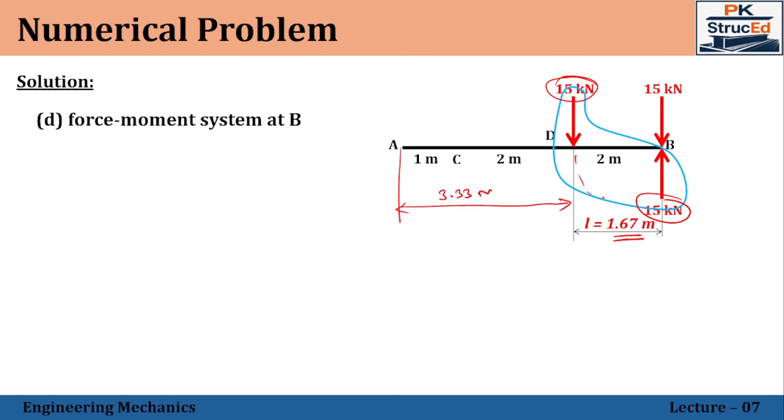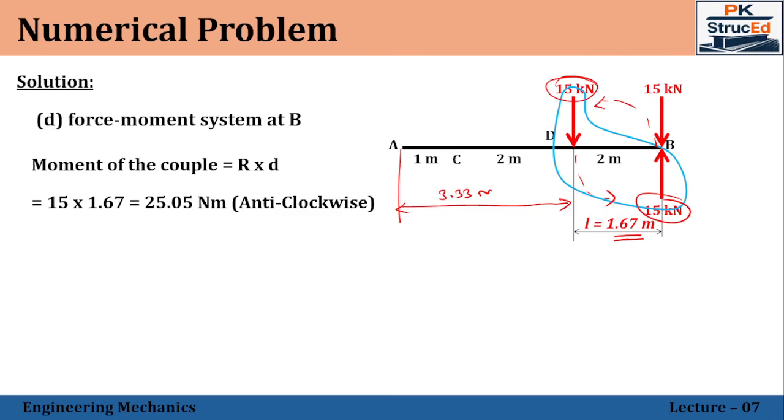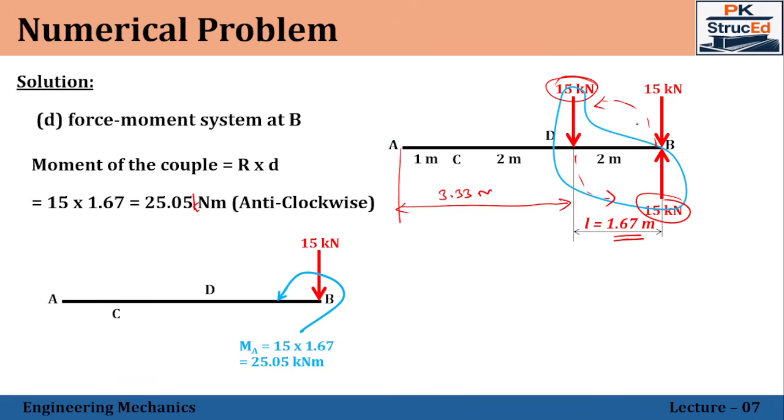Now in this case, this will constitute an anti-clockwise couple. It tends to rotate in the anti-clockwise direction. So the moment of the couple will be R into D, that is R into L, which is 15 into 1.67, which comes as 25.05 again kilonewton meter in the anti-clockwise direction. So representing in the figure, you'll be getting about the point B, this is the only thing remaining. So 15 kilonewton and an anti-clockwise couple of 25.05 kilonewton meter. Okay. So in this way only, the couples will be calculated, or we can reduce into a single force couple system. Okay. So let us summarize today's lecture.